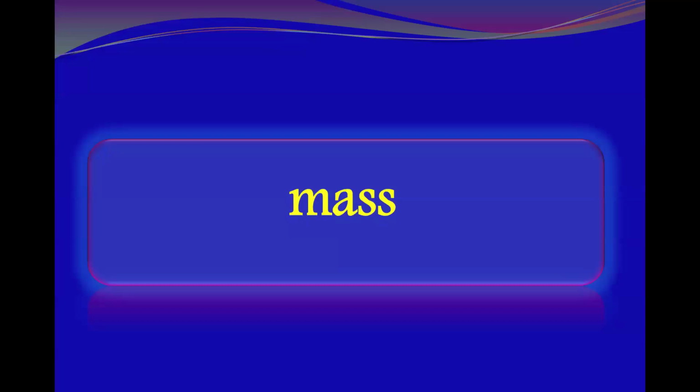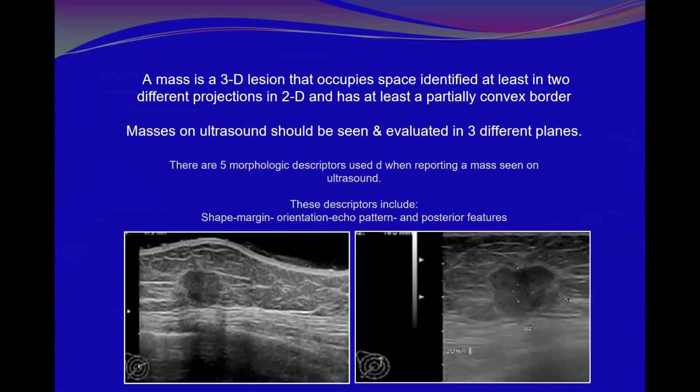The definition of the mass is the same in all modalities. The mass is a three-dimensional lesion that occupies space, so it is supposed to be identified in two orthogonal views or projections in 2D, and has at least a partial convex border. Masses on ultrasound should be seen and evaluated in at least two different planes, but it is better to evaluate them in three different planes.